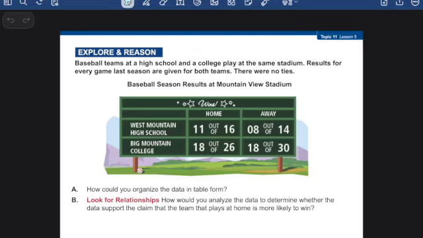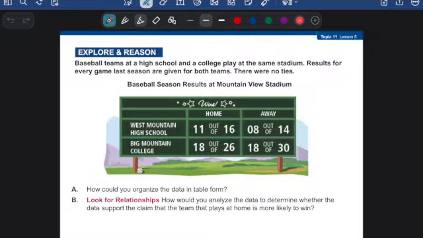In the Explore and Reason, we have this scoreboard. Baseball teams at a high school and a college play at the same stadium. Results for every game last season are given for both teams. So you can see you have their home game wins and you have their away game wins. And we're comparing the high school and the college. So we have it on the scoreboard. It is really already organized into a two-way frequency table. We can just make up the rows and columns like this, and we have our two-way frequency table.